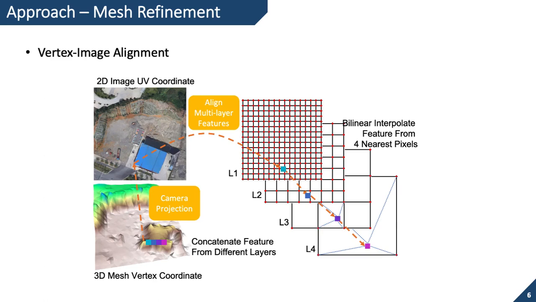The vertex image alignment associates the 2D features with the 3D mesh vertices. We project each mesh vertex onto the image frame UV coordinate and retrieve the 2D features at different layers. All the features are concatenated to form the vertex feature.